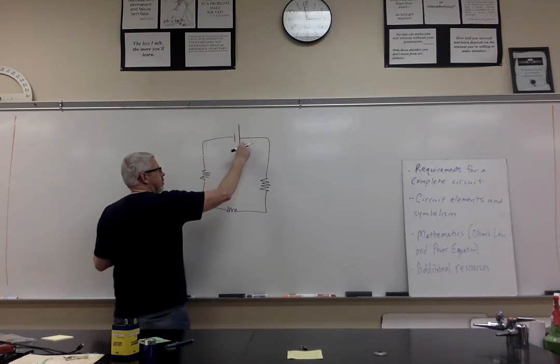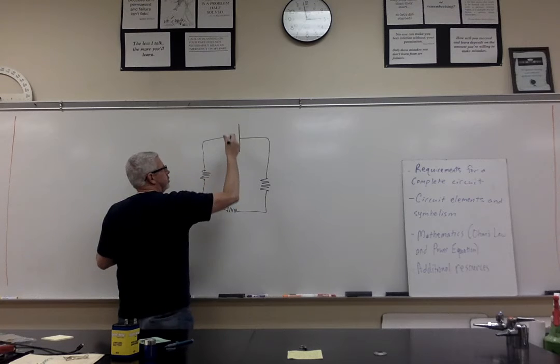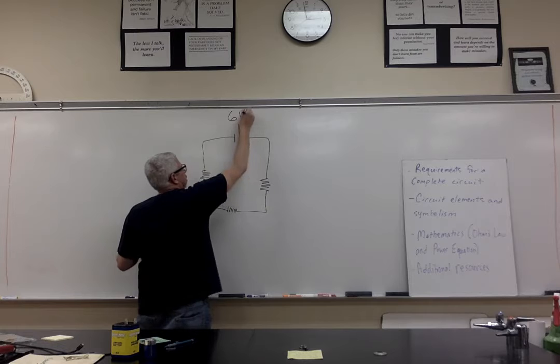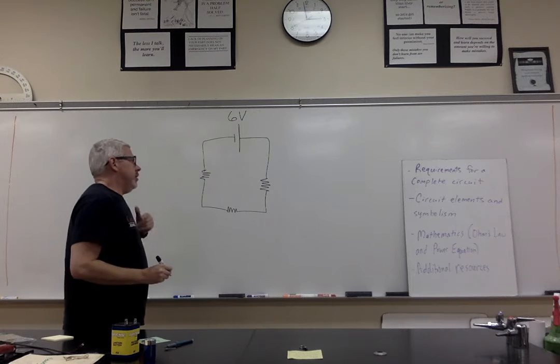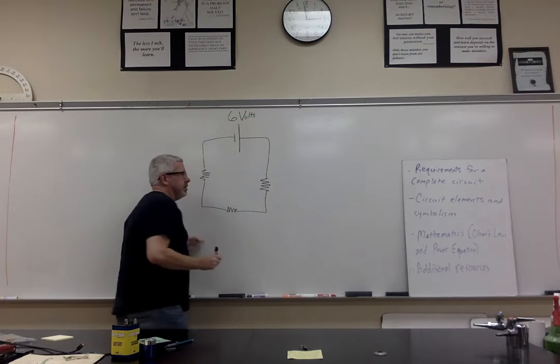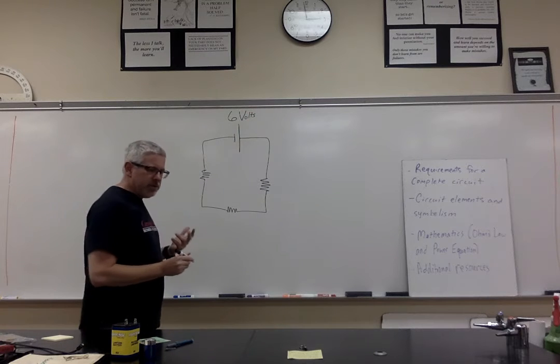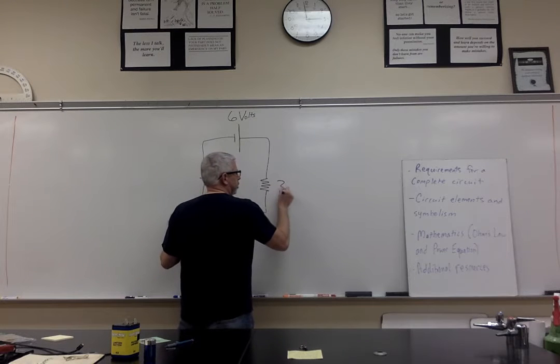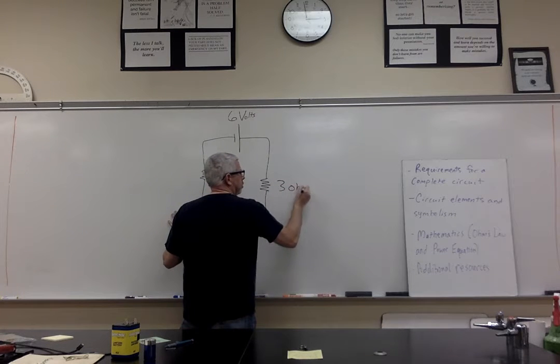And we might label this in terms of the voltage. So let's say this is a 6-volt power source. I would label that as 6 volts. These resistors have resistance, which is measured in ohms. So let's say this resistance is 3 ohms.